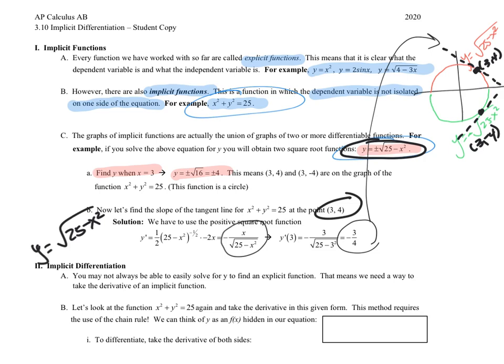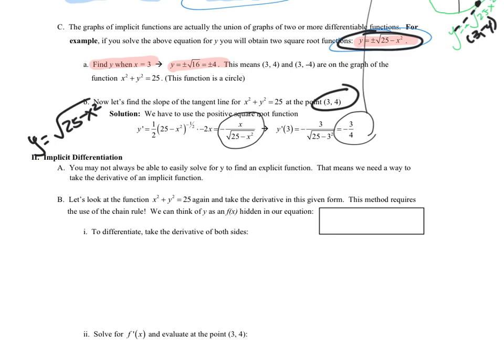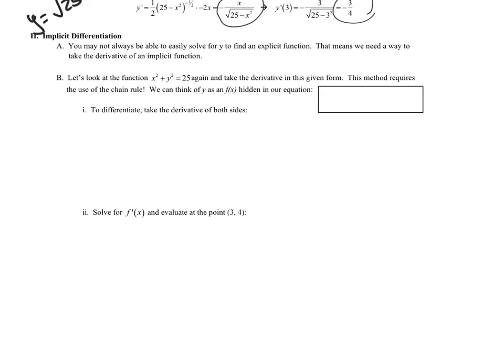Okay, but this next section says you may not always be able to easily solve for y to find an explicit function. That means that we need a way to find the derivative of an implicit function. So this top example of this circle, it is easy to isolate that y, therefore making it easier to find the derivative, as long as I know what point I am finding the derivative at, which part of the function to use. However, as you have learned in this course, if you have not learned previously, life is not always that easy, okay?